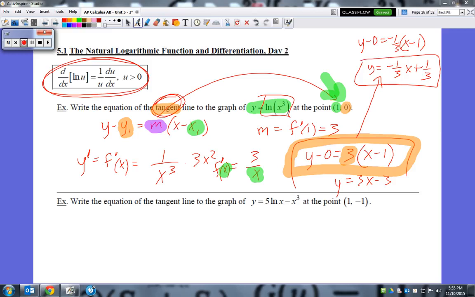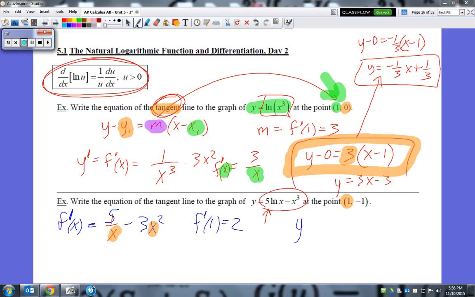All right, so write the equation now of this one. So just a little bit more practice. I'm thinking constant multiple rule. So the natural log of x is just 1 over x. I'll multiply the 5 back into it, so I get 5 over x. And then it's going to be minus 3x squared. This is y prime, or f prime of x. Okay? I'm going to, in this derivative function, plug 1 here and here, so that I get 5 minus 3. So the slope, f prime of 1, is equal to 2.